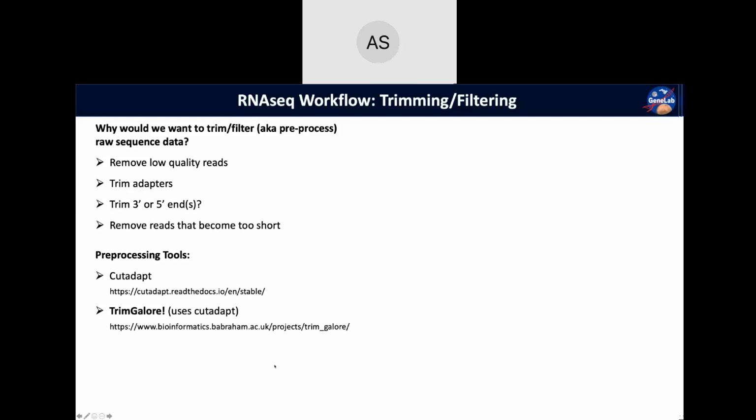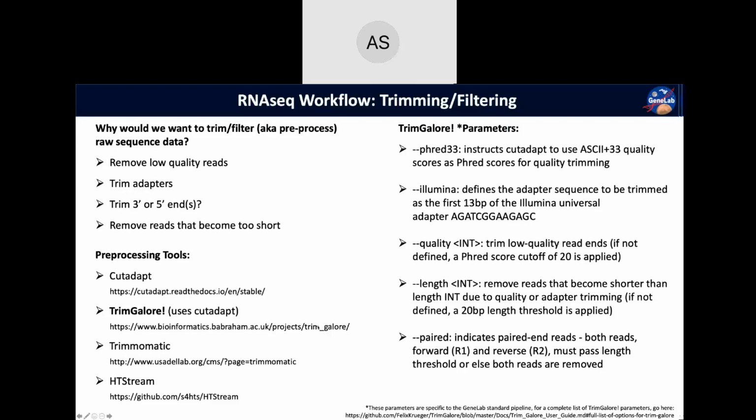So CutAdapt is one. TrimGalore, which uses CutAdapt under the hood, so it's a wrapper for CutAdapt and offers a couple more features. That's actually what we use on GeneLab. We use TrimGalore to trim. There's also Trimmomatic, and HTStream is another one. So there's a variety of different tools, and I put links to all of them. If you guys are curious, you can check out the links and learn more about these different tools.